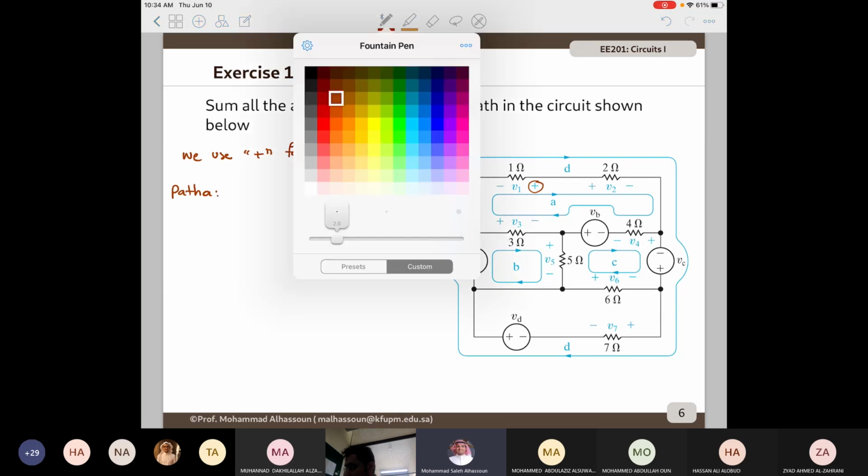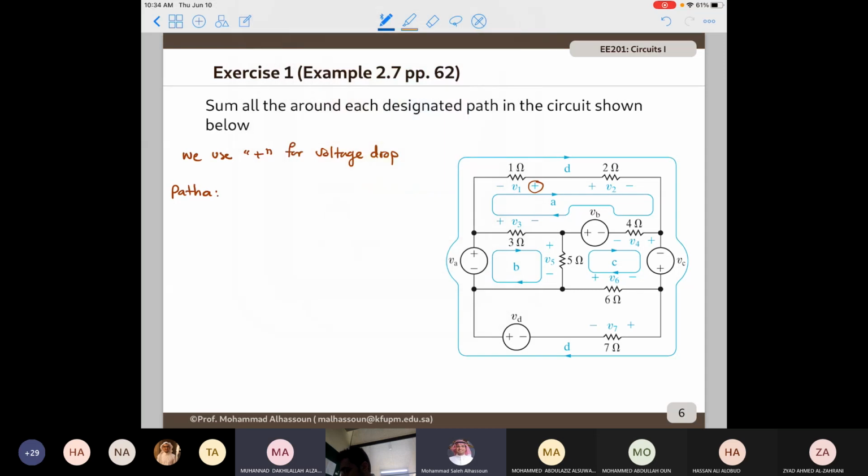Now go ahead, Mohammed. So the first one is minus V1, plus V2, plus V4, minus VB, minus V3 equals 0. Exactly. Excellent.